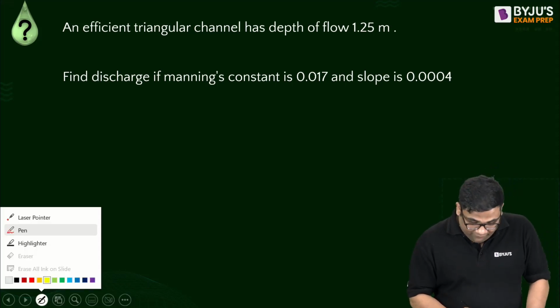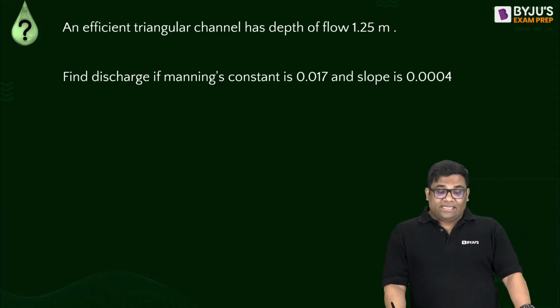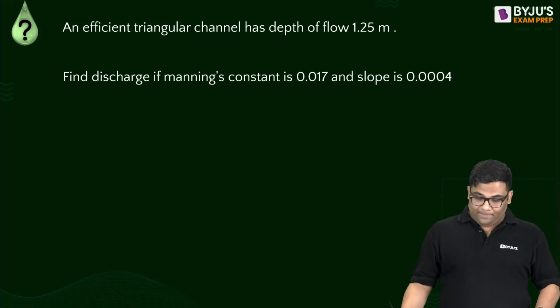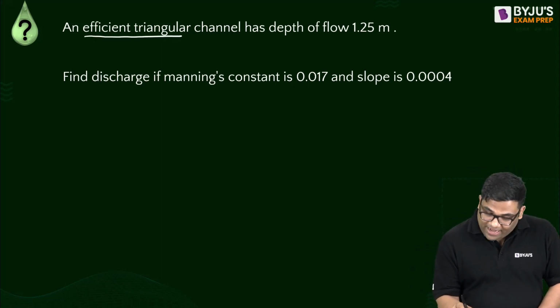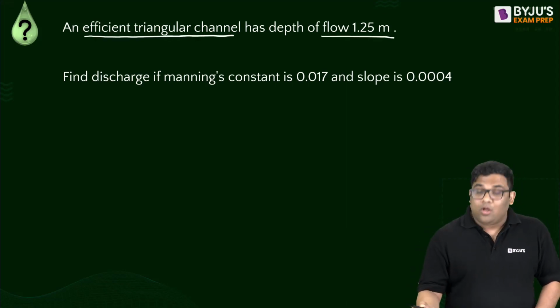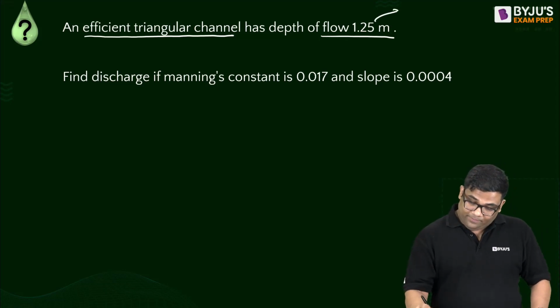An efficient triangular channel has a depth of flow 1.25 meters. So y is given.